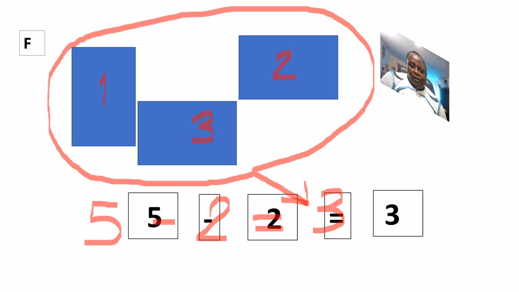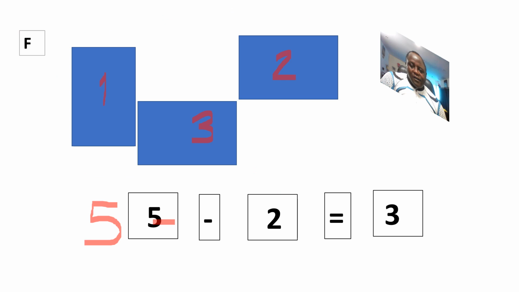So as you see, 5 minus 2 equals 3. We had 2. This one fell off. This one fell off. 2 of them. Okay? Good. Next example.